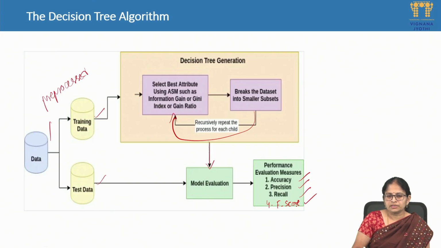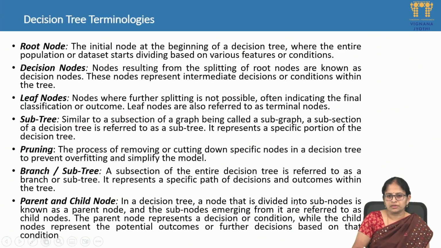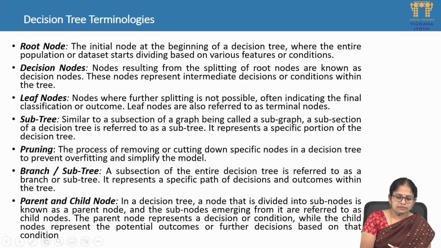So, these are the classification metrics used to measure the accuracy of the model. What is the terminology that we use frequently in the decision tree? Root node, decision node, leaf nodes, subtree. After testing, we will get one internal node. From that node, the branches are explored further, which will create the subtree. Pruning is used to reduce the noise during the construction. Branch or a subtree, parent and child nodes.